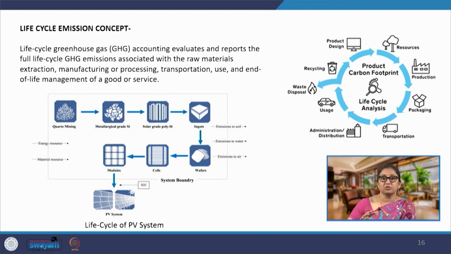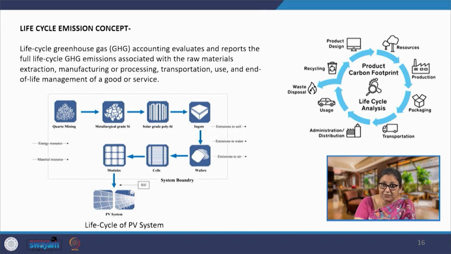So, if we say solar cell and it is associated with 41 grams of carbon dioxide emission per kilowatt hour of electricity produced, we are talking about the life cycle of the emission. So, it is not just one part or the operational part. It is the entire life cycle that we are looking at.